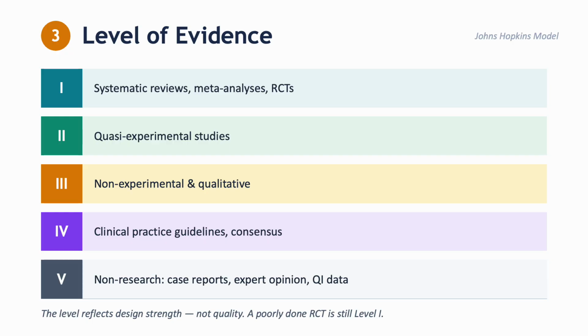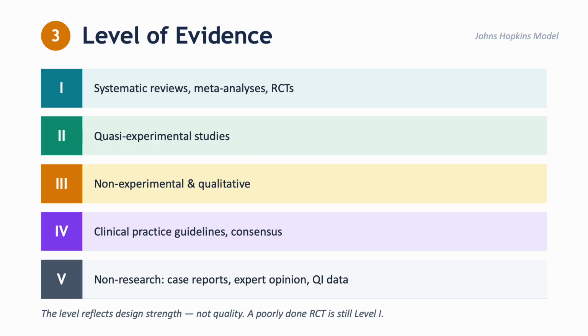Level 3 captures the non-experimental designs, the observational cohort studies, the descriptive surveys, and this is also exactly where qualitative research sits. Level 4 is reserved for clinical practice guidelines and consensus statements from recognized expert bodies. And Level V is the foundation of non-research evidence. Quality improvement data, program evaluations, case reports, and the clinical expertise of practitioners.